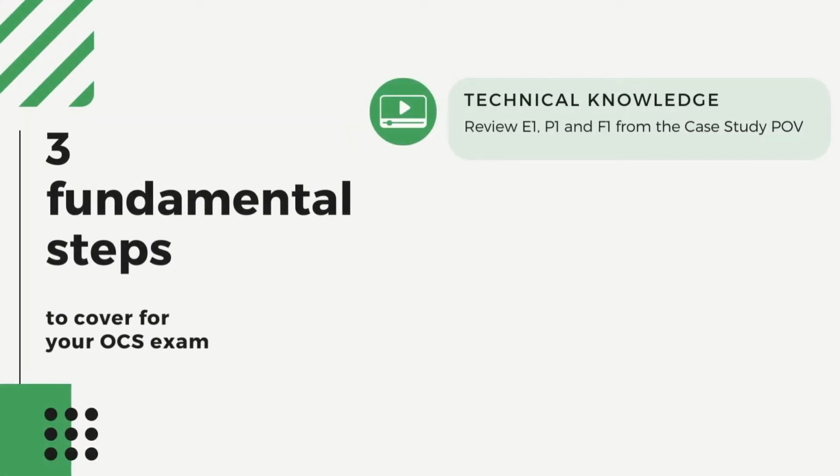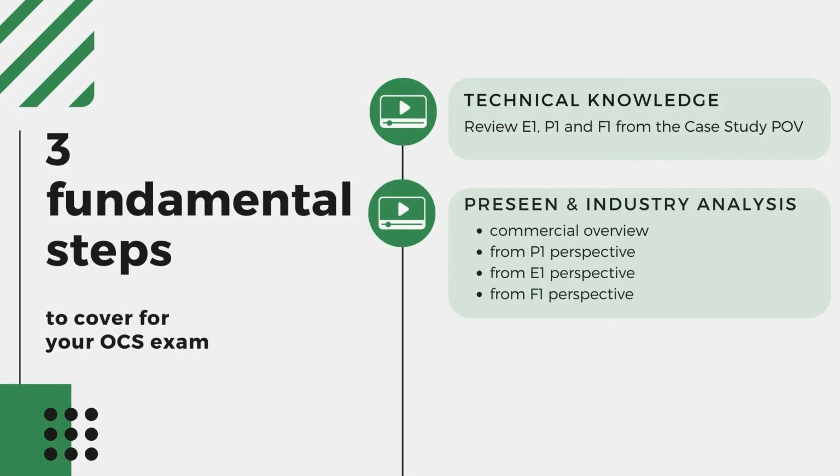Let's begin, shall we? The first one that we have here is reviewing the technical knowledge. Now you'll need to be familiar with the concepts and the theory coming from the P1, E1 and F1 papers, and you should also understand how to apply them to the case study. Then you'll need to approach your pre-scene, analyze it thoroughly, get familiar with the industry of fireworks, and then analyze the pre-scene again, but this time do it from the performance, enterprise, and financial point of view. We have done all of that and more in our preparation packages.